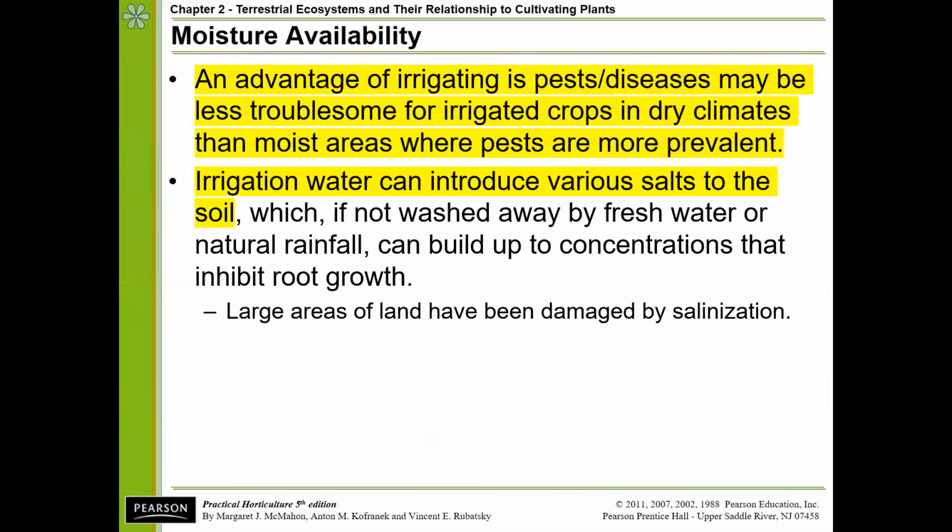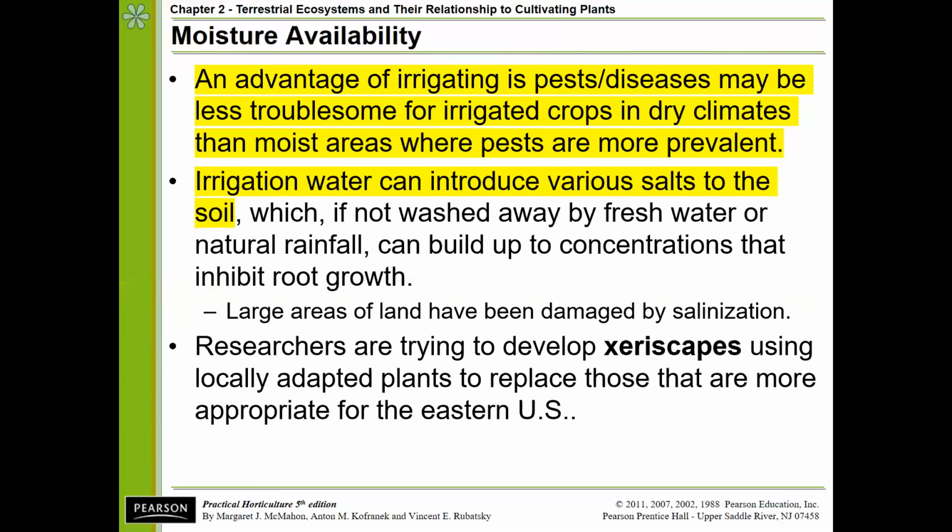However, irrigation does have consequences. It can introduce salts to the soil. Salinization is a big issue in dry areas where we're practicing very large amounts of irrigation.